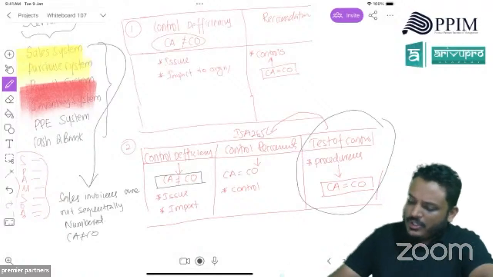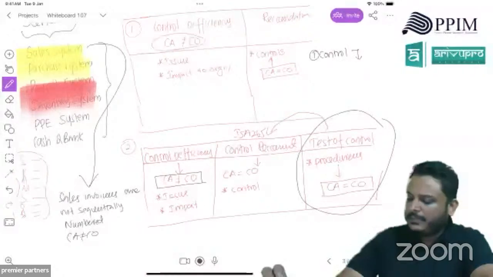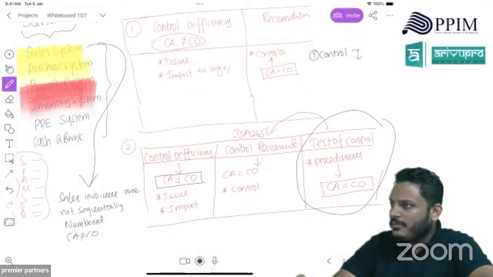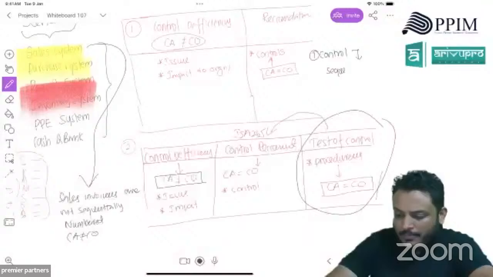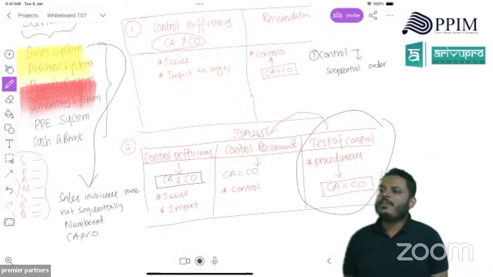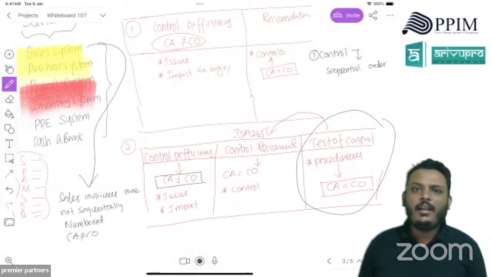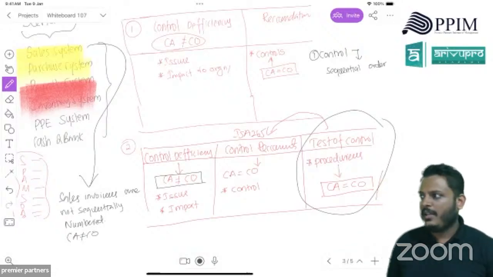So for test of control, I am writing a test of control for my first control. What is my first control? My first control is that sales invoices should be prepared in sequential order. That is my first control.